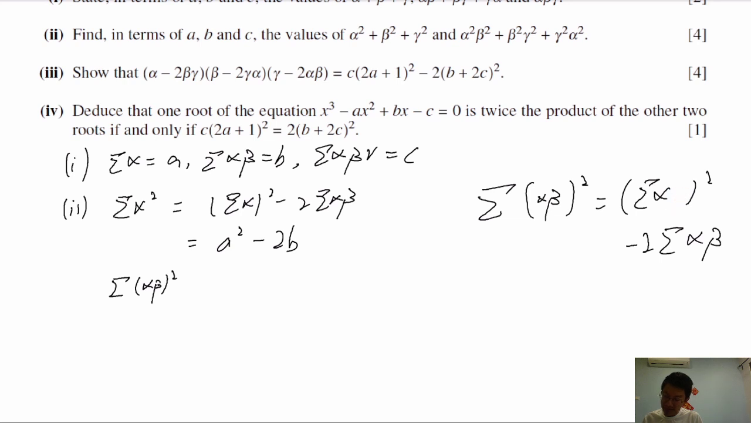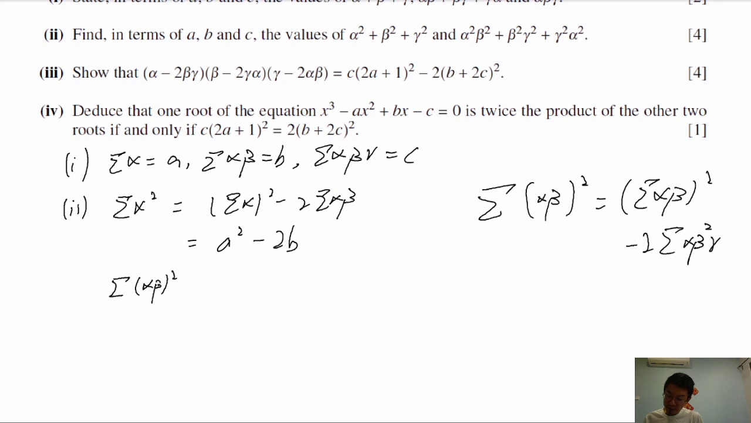So for the sum of the alpha squared, like what we did just now, we replace the alpha with the alpha beta. What happened to this one? We actually take any two roots, multiply them together and then add them up. In this case, what we did just now was replace the alpha with the alpha beta. So what about the beta? The beta just means another root, other than the alpha beta. So we just take something like beta gamma. When we replace the beta with beta gamma, we have alpha beta squared gamma.